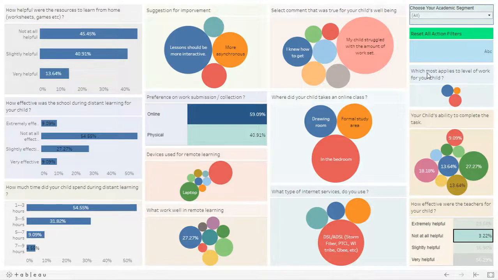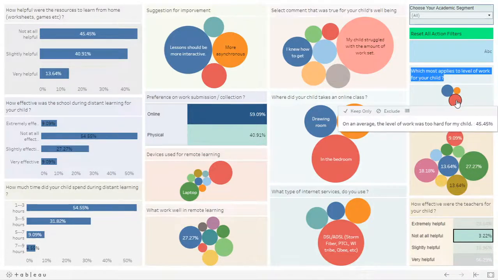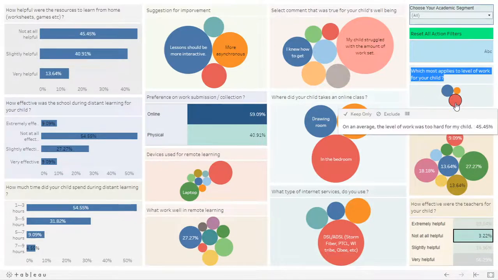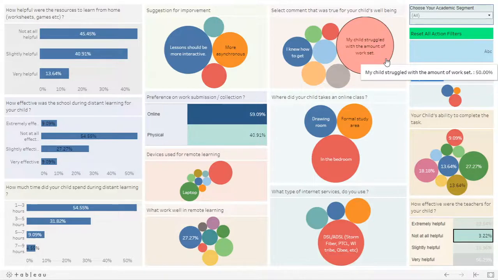question, which most applies to the level of work for your child, there was a question about the difficulty level of work. Half of them are saying the level of work was too hard, right? And similarly, when we ask which comment is true for your child's well-being, they say my child struggled with the amount of work set. Like 50% of them are getting negative vibes because of all these reasons.